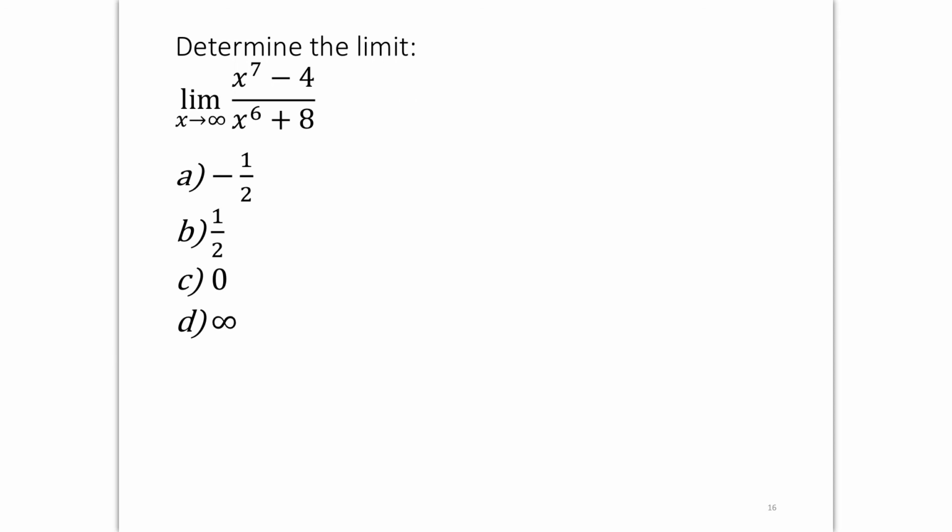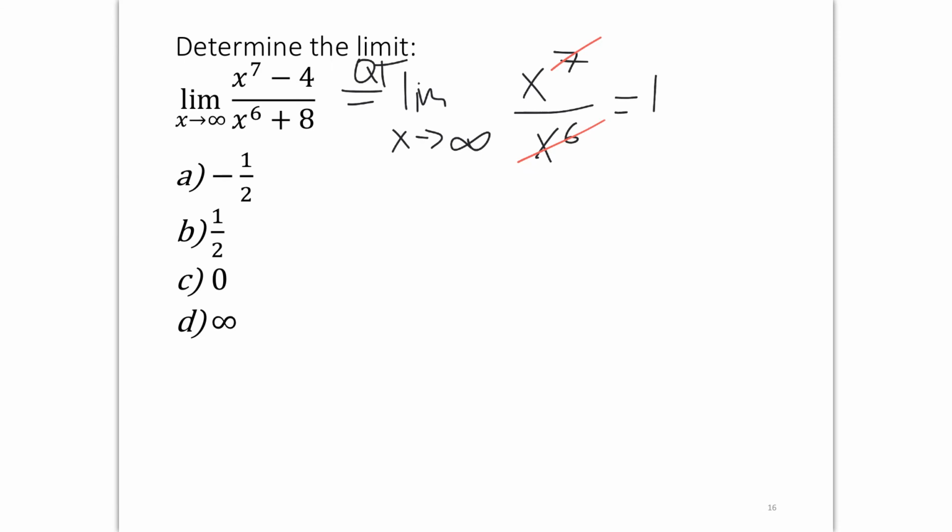Alright, so hopefully you gave this a try. Again, because x is approaching infinity, we can use the quotient theorem. And we'll just drop the 4 and the 8 to give us x^7 over x^6. When you cancel those out, you're still going to get x to the power of 1 on top. So we'll have the limit as x approaches infinity of x, which is going to be infinity. So the answer is D.